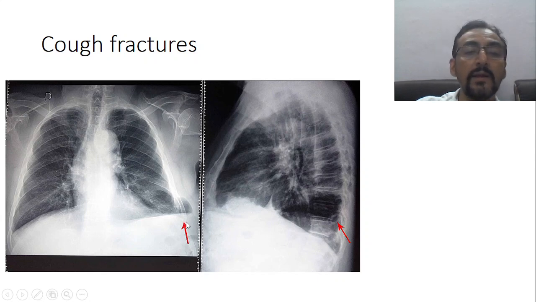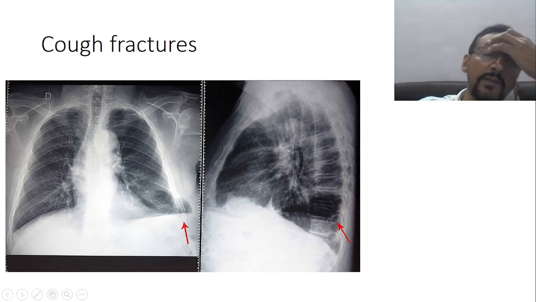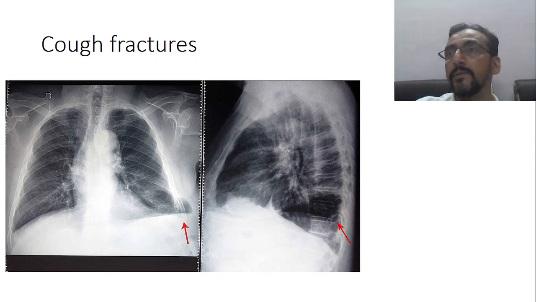And here, yes, the first picture. The arrow mark shows the cough fracture. This is not because of any other aspects, it's because of continuous coughing. If the pressure is too much and the bone is very weak, then it may lead to cough fractures.